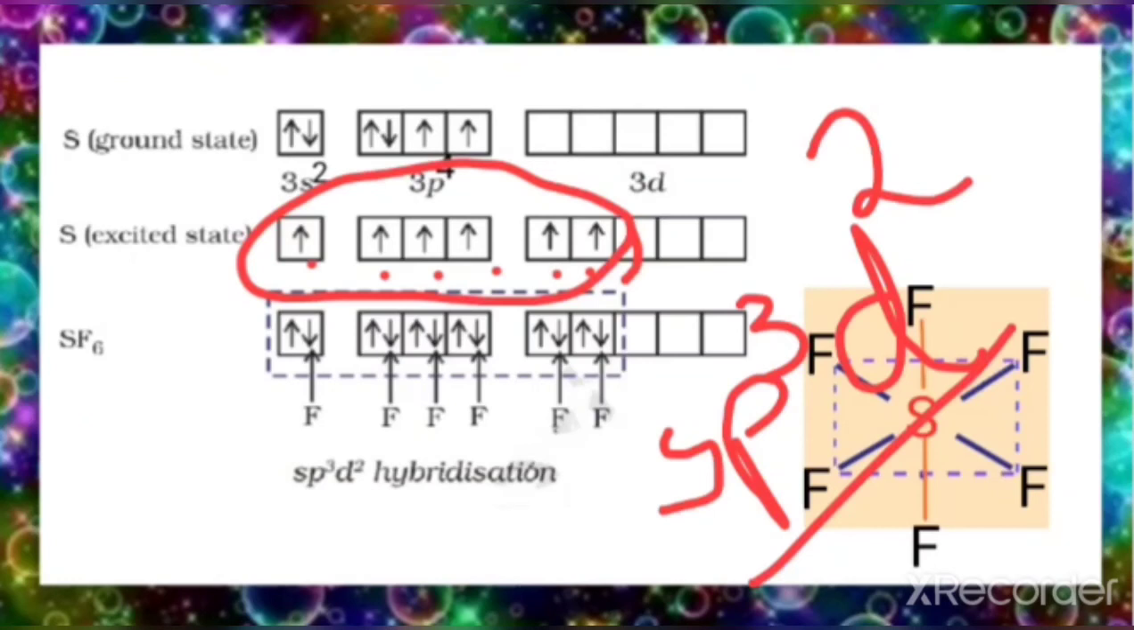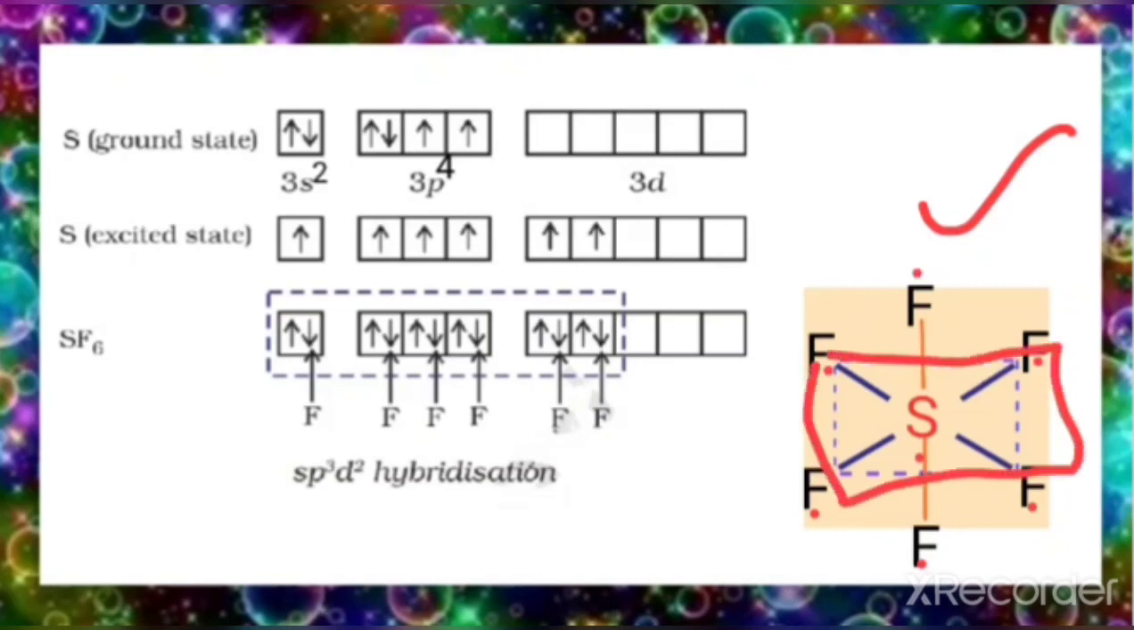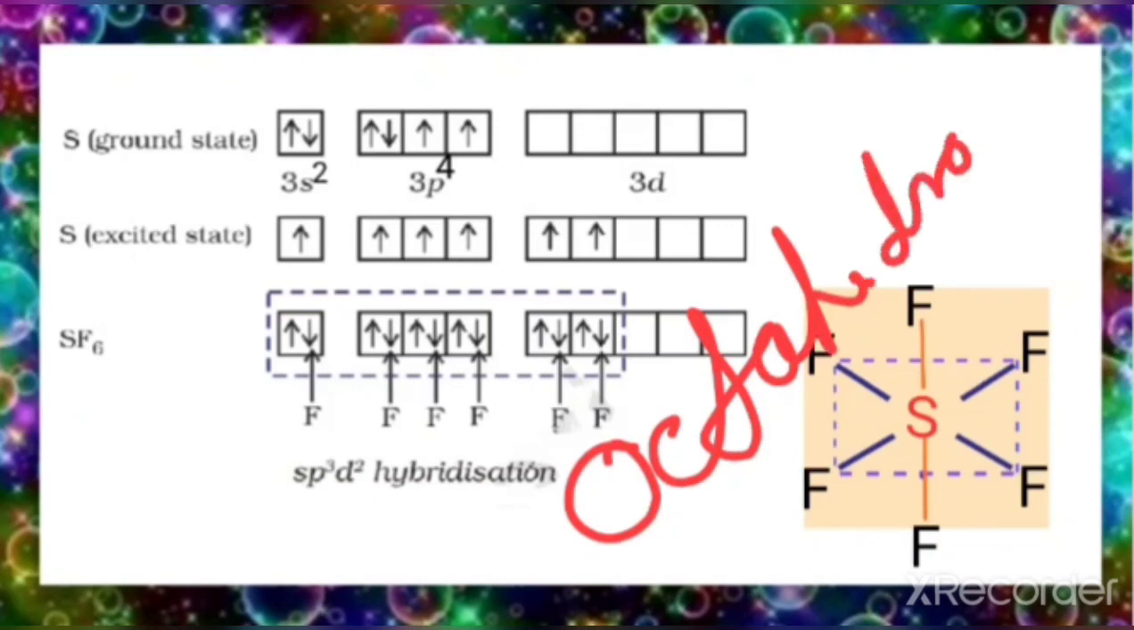The geometry of sp3d2 hybrid orbitals is octahedral, which we can easily make in this way. There is a single sulfur and there are 6 fluorine atoms. Of the 6 fluorine atoms, 4 fluorine atoms and the single sulfur are on the same plane. One fluorine is above the plane, the other fluorine is below the plane. So this geometry is for SF6. This geometry is called octahedral geometry.